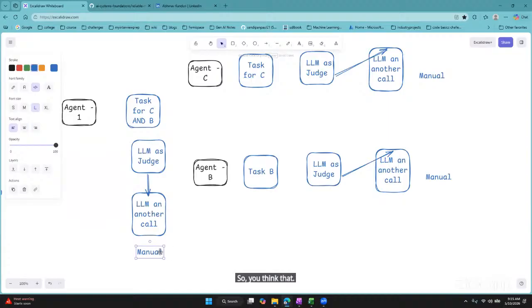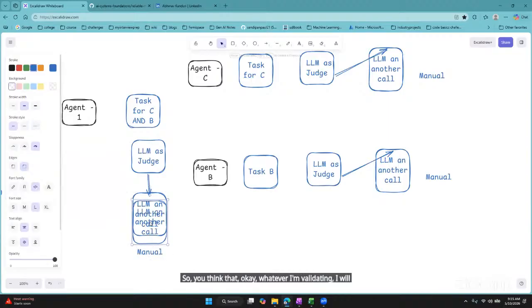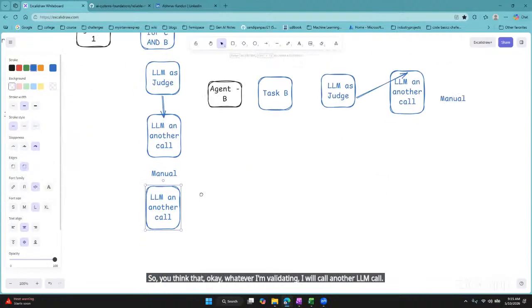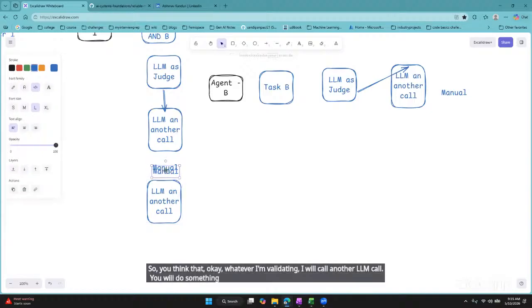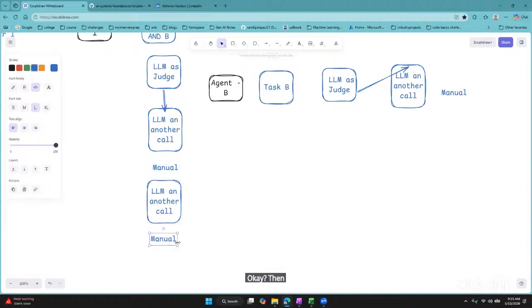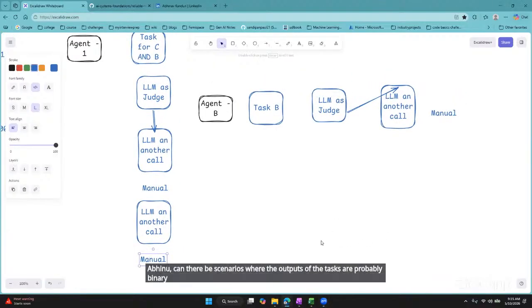Okay, whatever I'm validating, I will make another LLM call. But again, sorry, Abhinav, can there be scenarios where the outputs of the tasks are probably binary, either success or failure, which doesn't require a sophisticated LLM as a judge or any manual intervention? Could that happen?